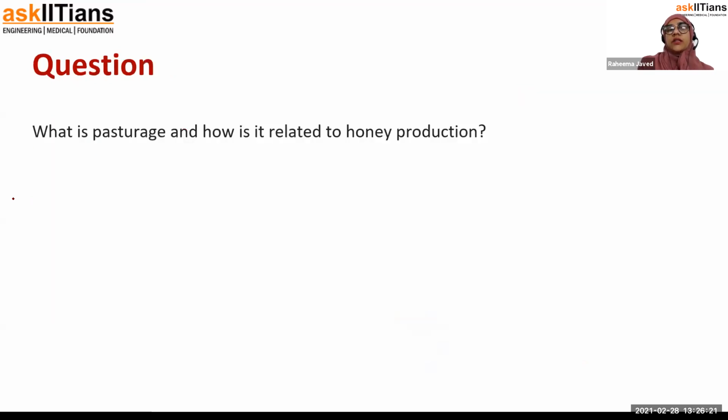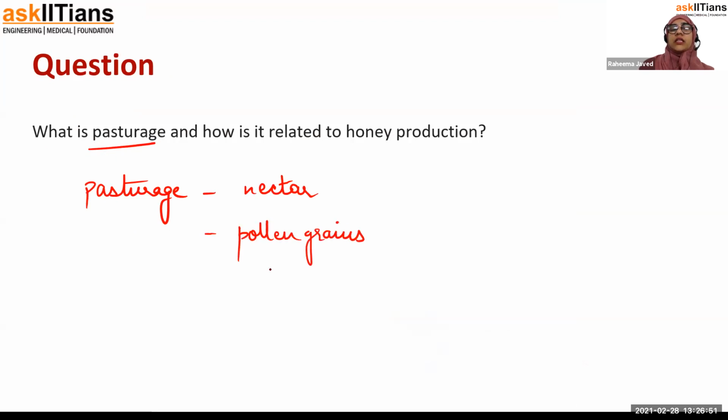Now we are going to start with the questions. The first question is the one where they're asking about the pasturage and how it is related to honey production. Like I said, the pasturage is the place where the cattle go for feeding, like the grass fields. For pasturage, the bees will go for nectar. It is important for nectar and pollen grains. If these two things cannot be done, honey production will not occur.